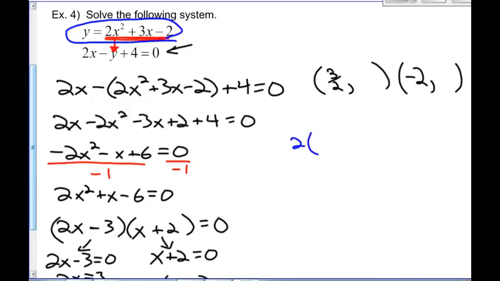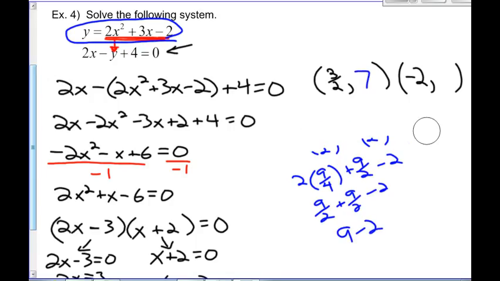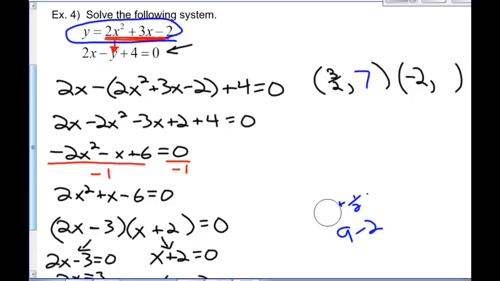So I'll have 2 times (3/2) squared plus 3 times 3/2 minus 2. Or 2 times 9/4 plus 9/2 minus 2. That's 9/2 plus 9/2 minus 2. 18/2 is 9, minus 2. There we go. The y coordinate is 7. Okay, we can run it through. You could do it in your calculator if you wanted to.